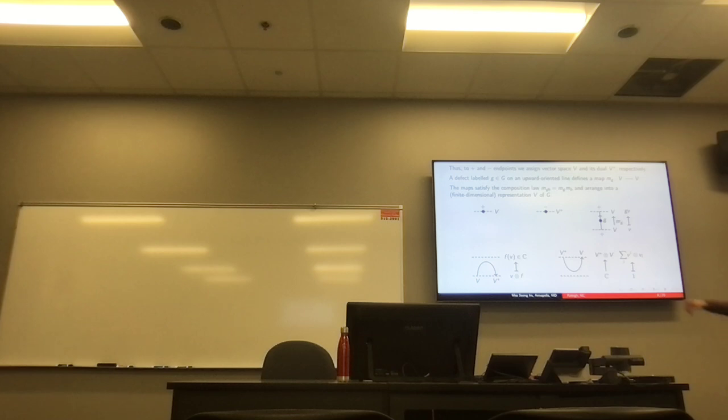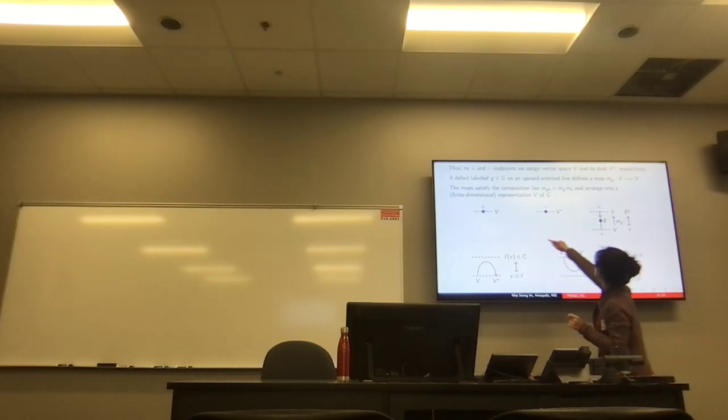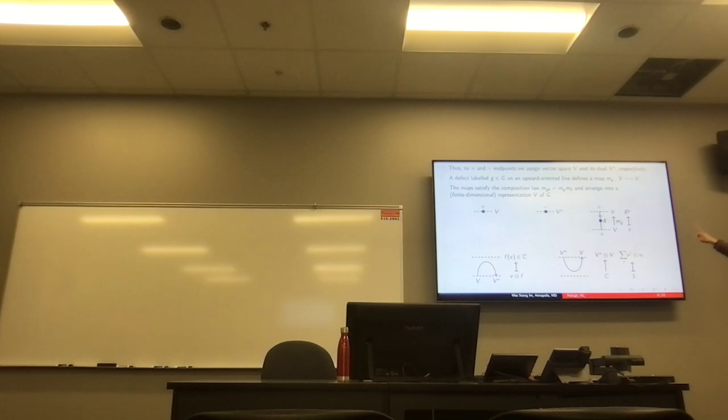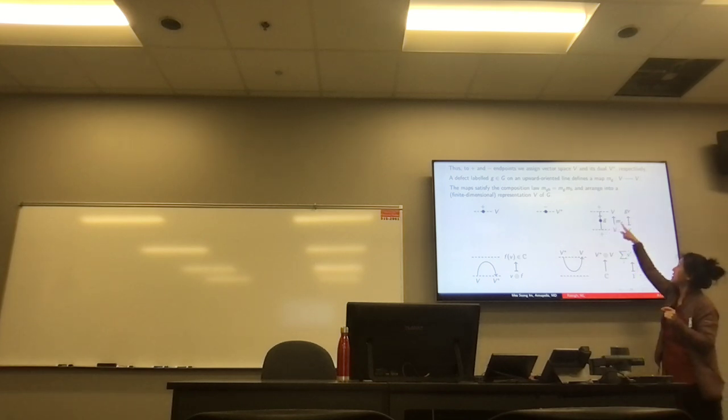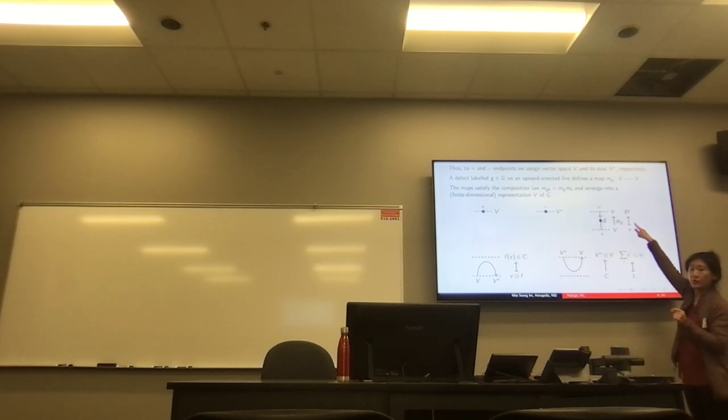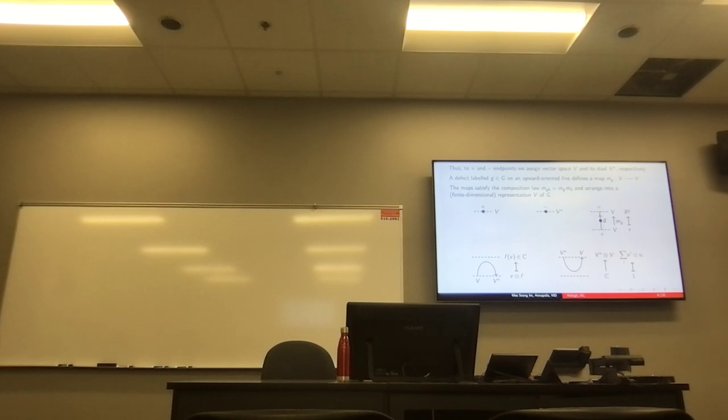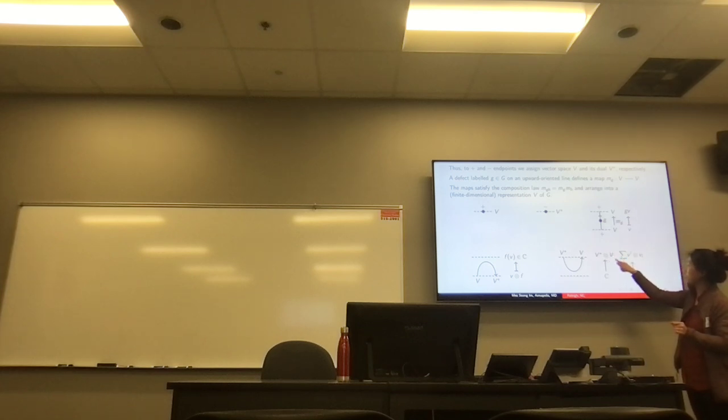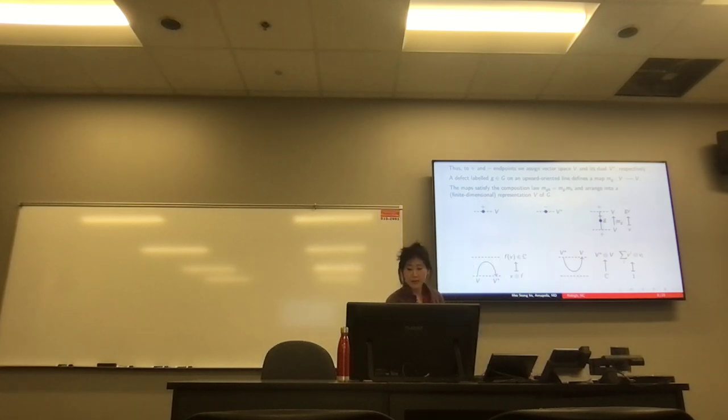The defect labeled G on an upward-oriented line: whenever you have a defect G, this really corresponds to multiplication on the left by an element of G. So it takes a vector v to G times v. This guy here is really a map from V tensor V dual to complex numbers, and it takes v tensor f to f of v, f evaluated at v. And then this other cobordism is the map from complex numbers to V tensor V star tensor V, which maps 1 to the summation of the basis elements, v_i tensor v^i.